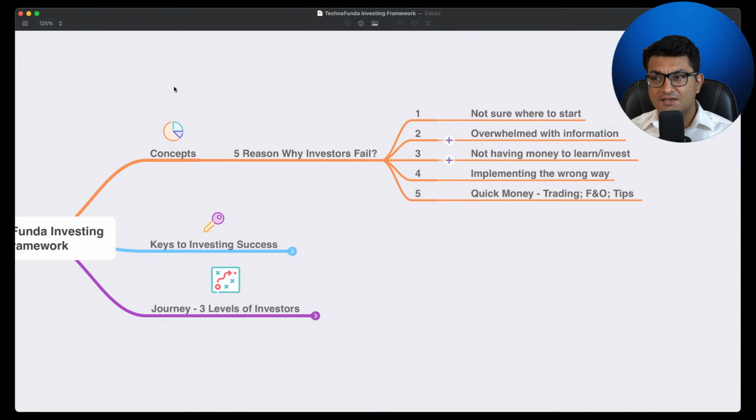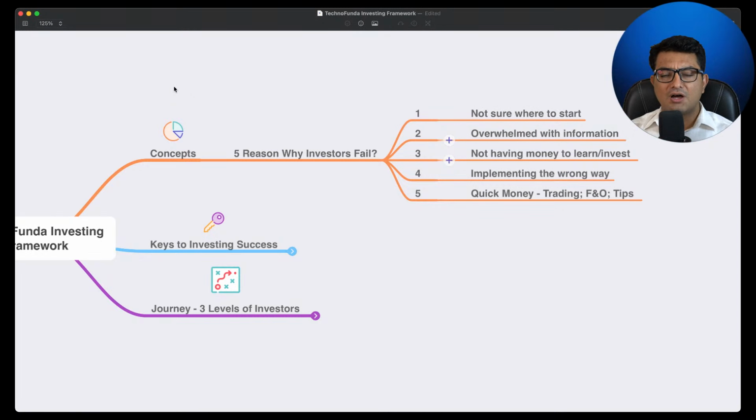And the fourth thing is implementation. Half-cooked knowledge, or learning the concept but not knowing how to implement it step by step, is again a dangerous thing. A lot of people see some random strategy on YouTube and then are not sure how to implement it. And I'll tell you how you can implement the entire framework.